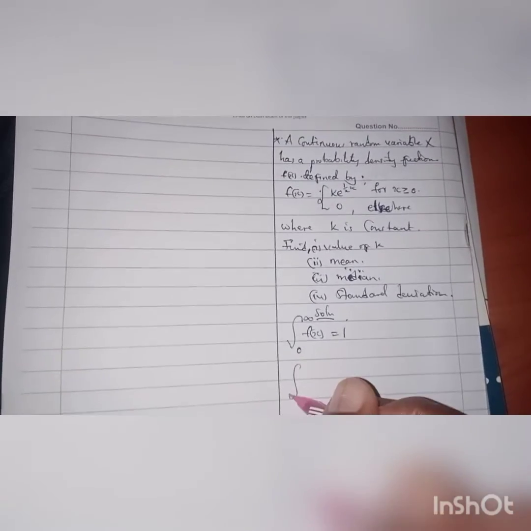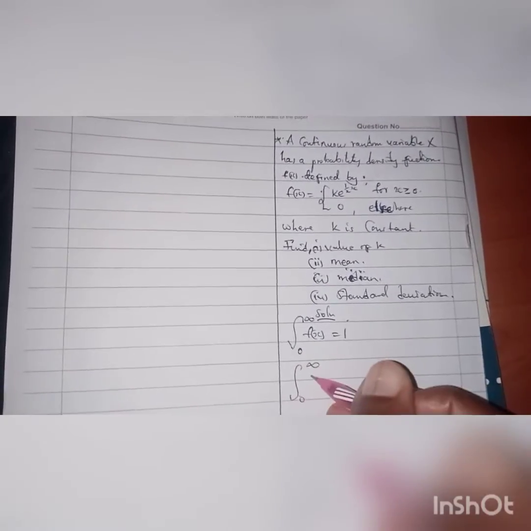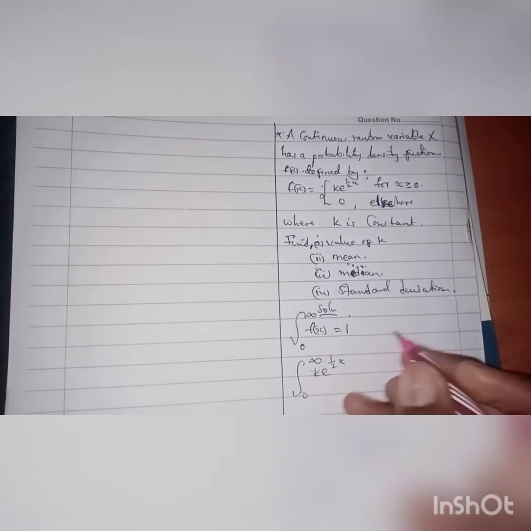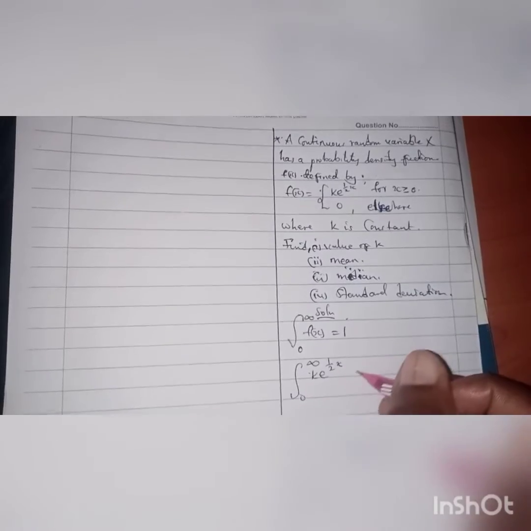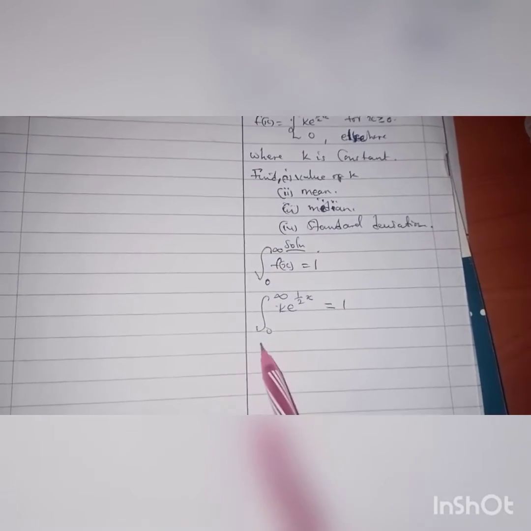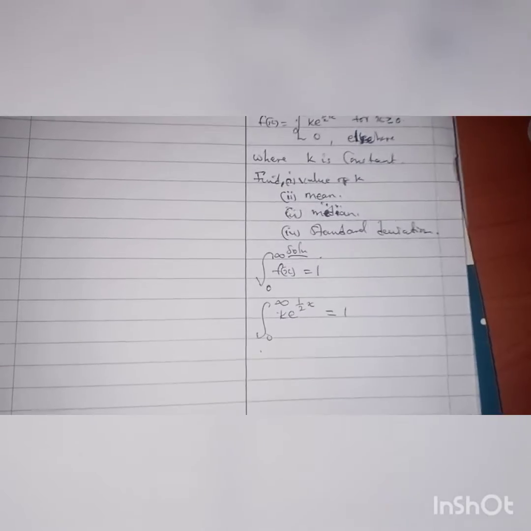So integrating from 0 to infinity the function k times e raised to the power half x, this integral just equals 1. That's what you have to assume. Integration means adding from 0 to infinity, and when you add, the total probability is always 1. It will never be more than 1.